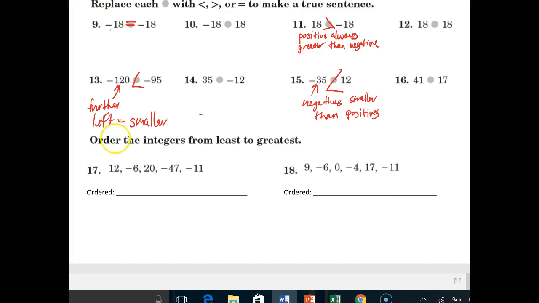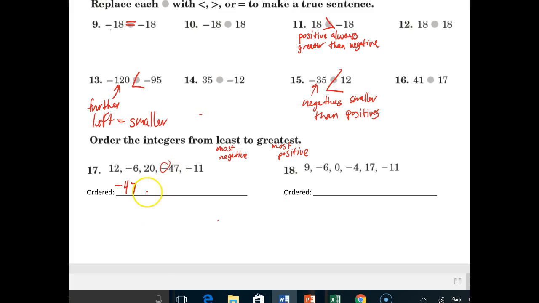All right, lastly, number 17, order the integers from least to greatest. So smallest to greatest, most negative to most positive. That's what that's saying. So we have 12, negative 6, 20, negative 47, negative 11. What is the most negative number here? The least, the smallest. That's negative 47. A lot of people would put 47 over here because they think, oh, 47, what's the biggest? No, it's a negative. The negative makes a big difference.